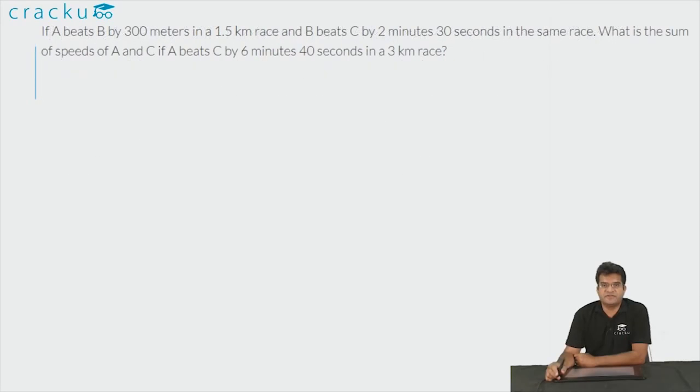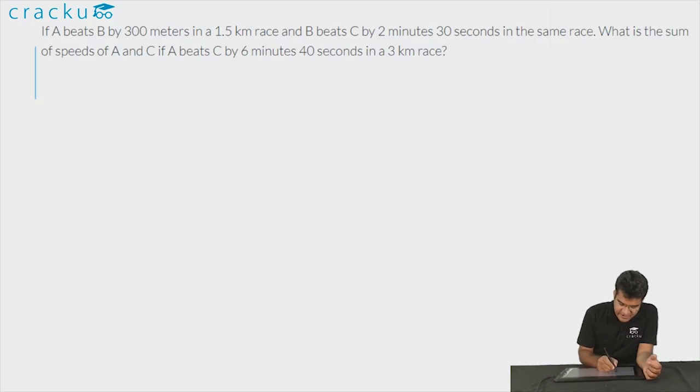In this question, it has been given that there are 3 people, A, B and C. They participate in a race. In a 1500 meter race, we are given that A beats B by 300 meters. We are also given that B beats C by 2.5 minutes in the same race. We are also given that A and C participate in another 3 kilometer race in which A beats C by 6 minutes and 40 seconds. We are asked to find out the speeds of A and C.